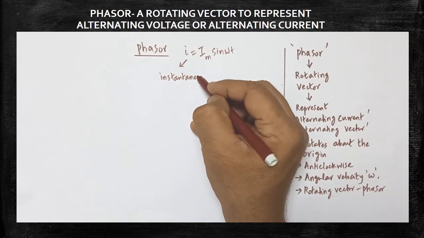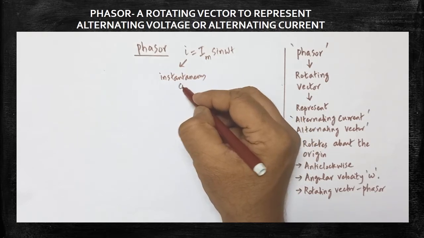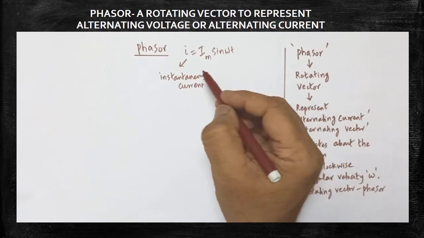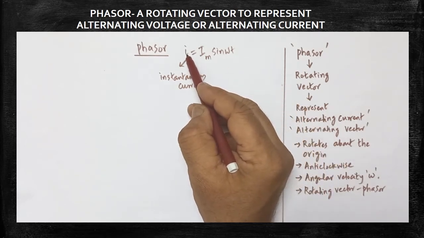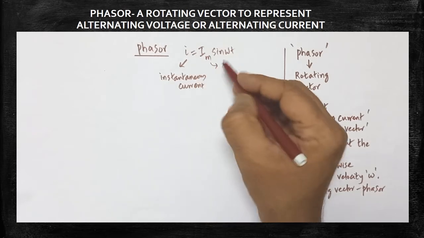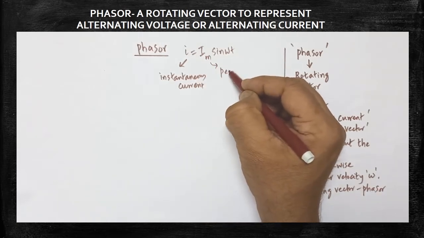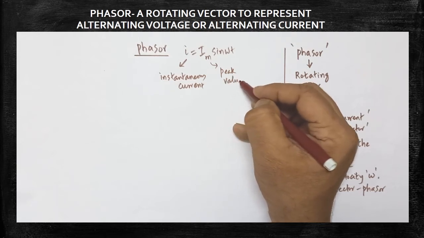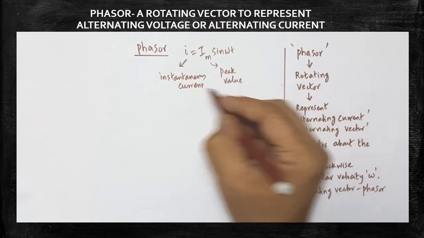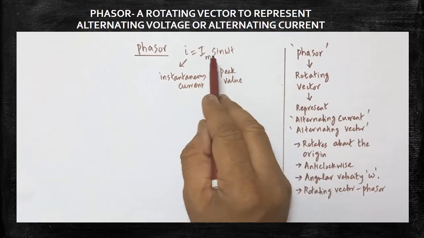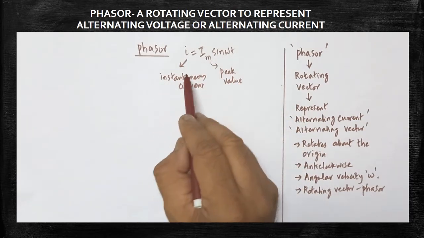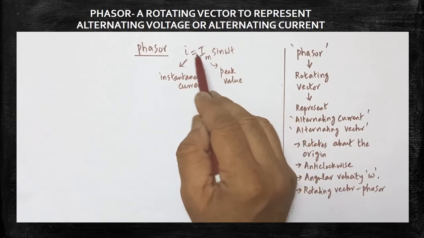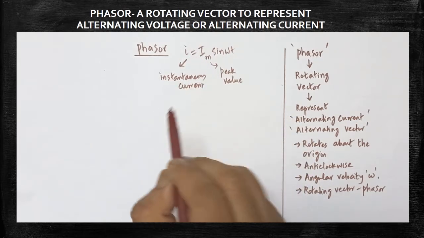Are you clear? Why is it called instantaneous current? At different durations, the amount of current is different. What is Im? Im is called the peak value of AC. So we know the meaning of the individual terms. This is the equation that represents the instantaneous current in the case of AC.